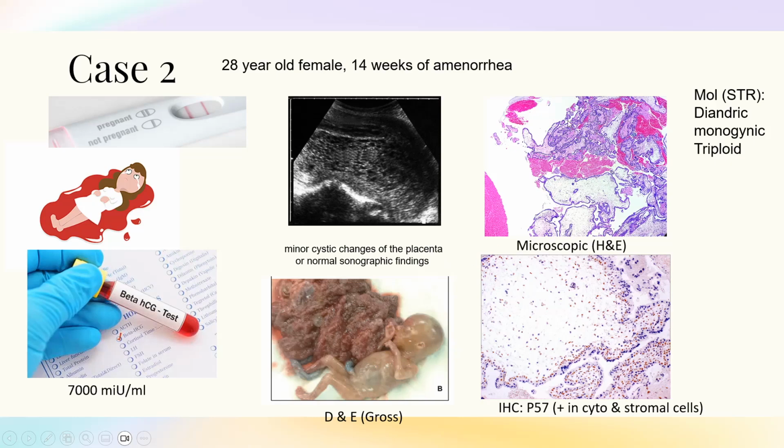Then under the microscope we had those trophoblastic villi. We had two populations: the dilated, pale ones, and the fibrotic, smaller ones. P57 was retained in the cytotrophoblast and in the stromal cells. And finally, somebody passing by told us that we have to do molecular testing in this case, and it was found to be diandric monogynic triploidy.